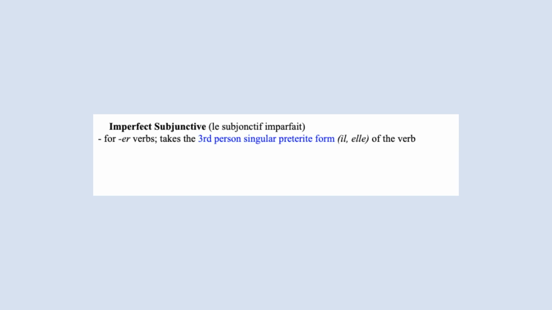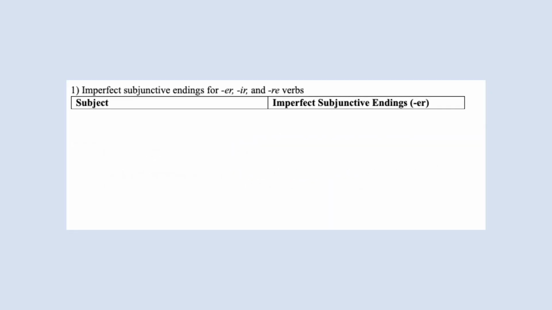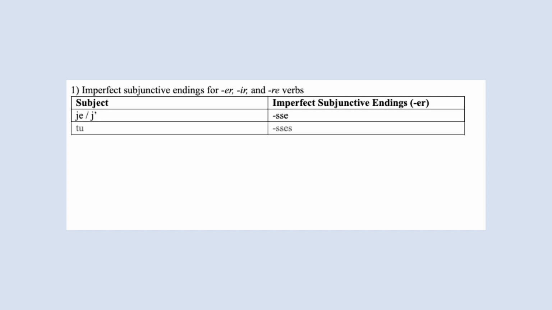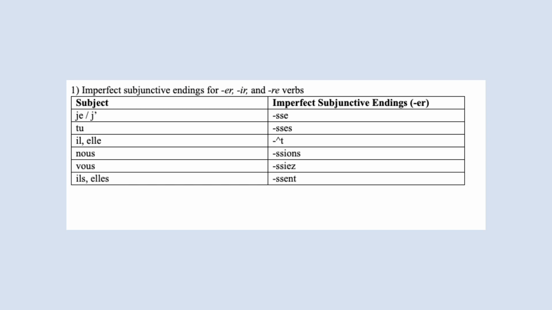Under the imperfect subjunctive for ER verbs, we take the preterite il, elle form of the verb and add the imperfect subjunctive endings afterwards. For IR and RE verbs, we take the preterite il, elle form of the verb as well, but we remove the T ending, and then to that stem we add the respective imperfect subjunctive endings afterwards. All three verb groups share one common set of imperfect subjunctive endings: sse, sses, t, ssions, ssiez, ssent.